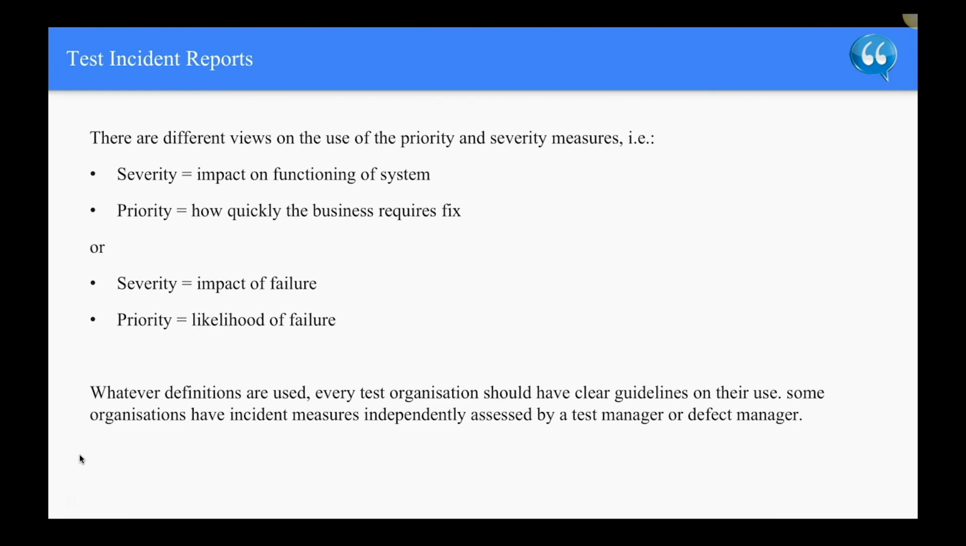So there are different views on the use of the priority and severity measures. For example, severity equals the impact on the functioning of the system, and priority is how quickly the business requires it to be fixed. Or severity is the impact of failure, and priority is the likelihood of failure. So whatever definitions are used, every test organization should have clear guidelines on their use. Some organizations have incident measures independently assessed by the test manager or defect manager.